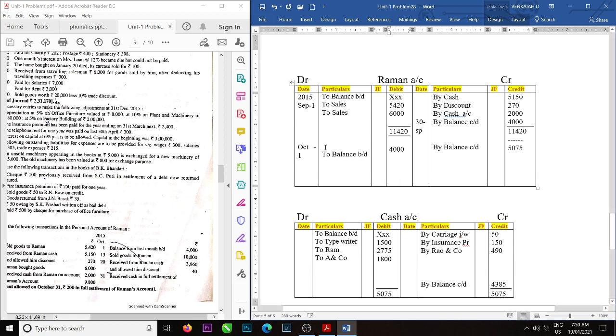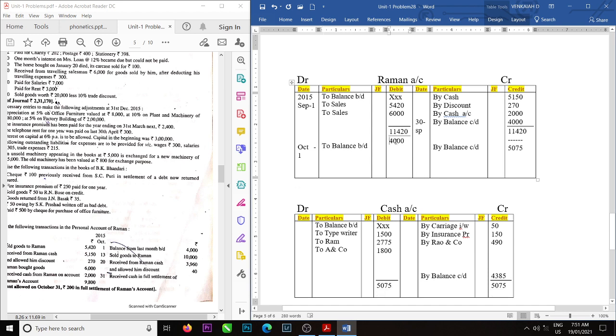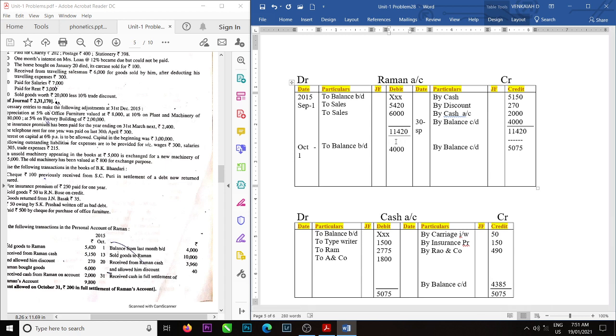Okay, right. Now we are moving to the next transaction. Next date is in the month of October. Date is October 13, sold goods to Raman. Same Raman account, debit side. We have to use the opposite name, that is To Sales. Amount is 10,000.